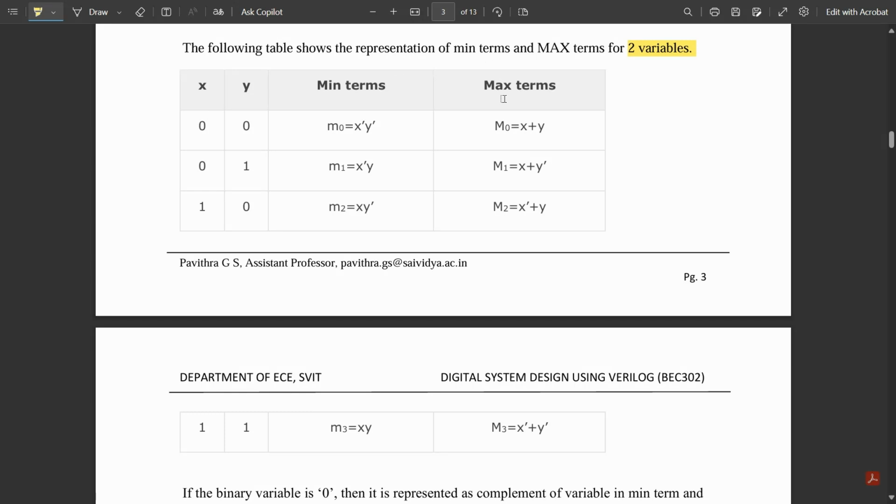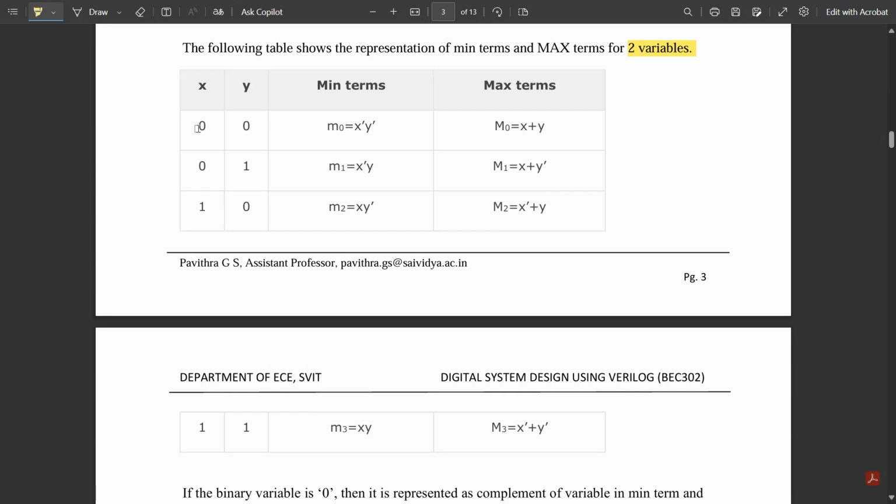The opposite of that is for max terms. Whenever the input is 0, we should be taking the variable itself, not its complement. And whenever it is 1, we should be taking the complement. And here for max terms, since it is a standard sum, they would be getting added up.